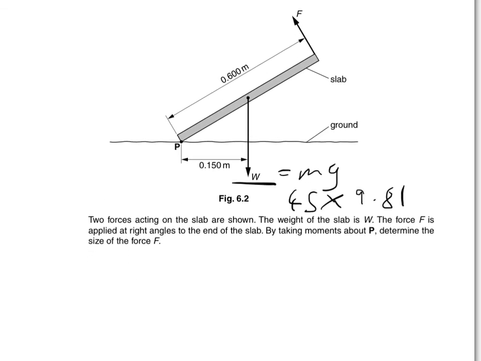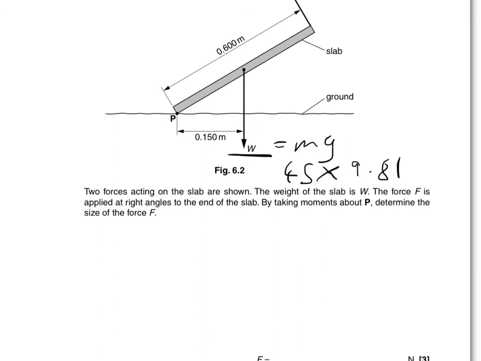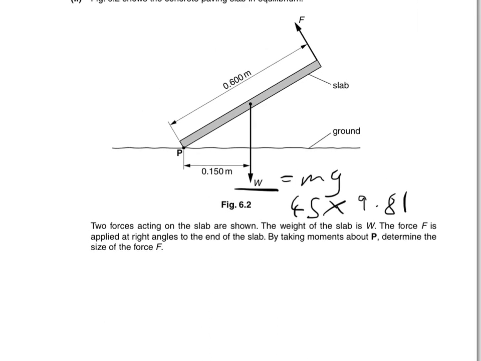Let's have a look. 2 forces acting on the slab are shown. The weight of the slab is W. The force F is applied at right angles to the end of the slab. So that's important, that this is a right angle here where F is applied. By taking moments about P, determine the size of the force F. So again, we need to total up our anti-clockwise and our clockwise moments.